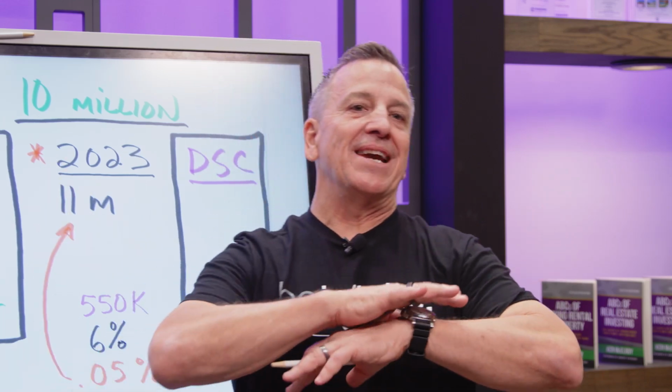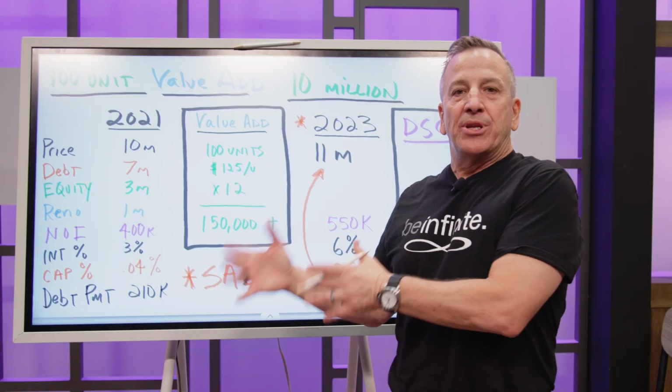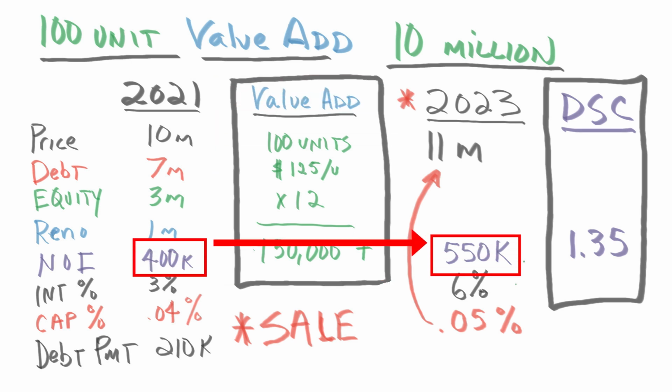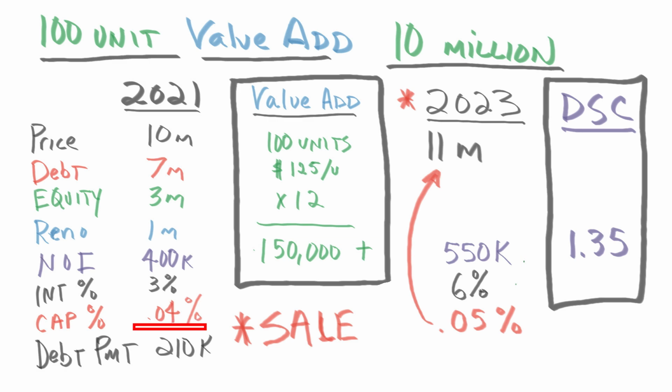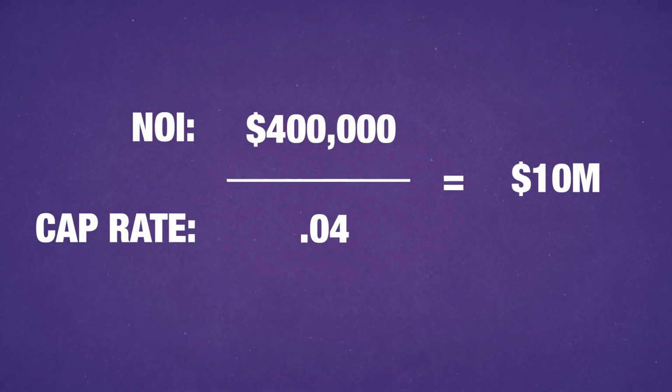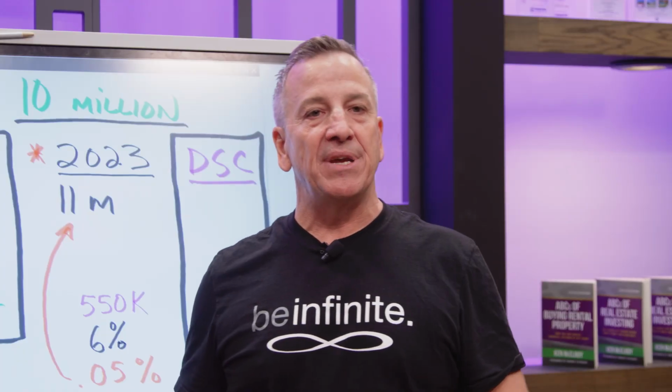So here we are with the exact same deal that we talked about in video 1. You can see here we have a 100 unit value add, 125,000 a unit, times 12 is 150,000. You go for your NOI from 400 to 500, and your cap rate at acquisition was 4%. And since we're talking about the entry cap rate, it's simply the 4% divided into the 400,000, which gives you your 10 million. So that's how you calculate your cap rate from the entry point.